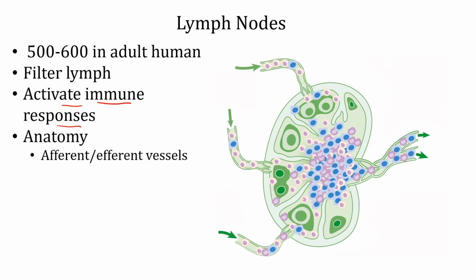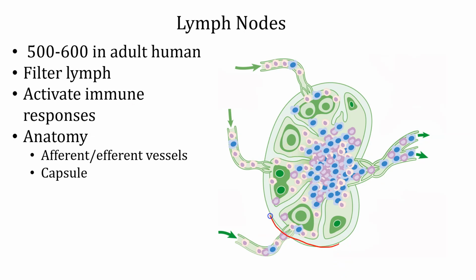Okay, the anatomy. They have afferent and efferent vessels. Afferent vessels are the ones that carry lymph into the lymph node, and there can be many afferent vessels. Then there's usually only one efferent vessel, sometimes two, but oftentimes one. The main idea is that there are more afferent vessels than efferent vessels, so it creates a bottleneck, which forces fluid to pass through slowly and gives that fluid plenty of time to cycle through a whole parade of B and T cells.